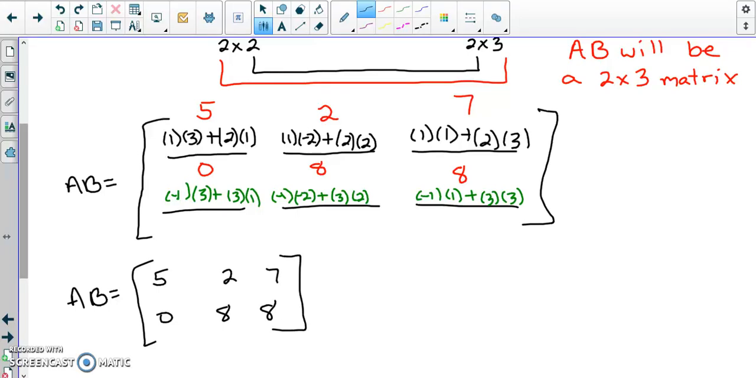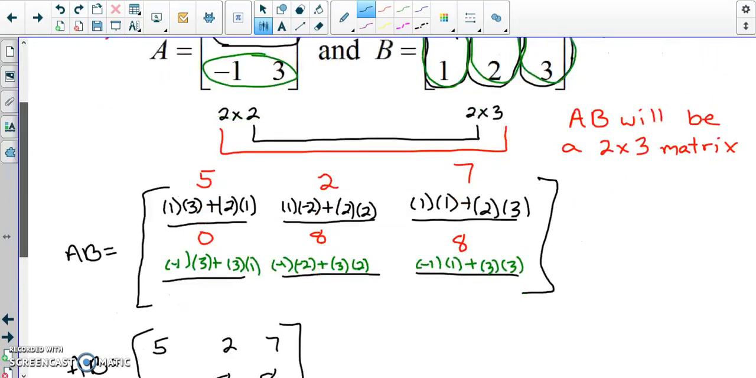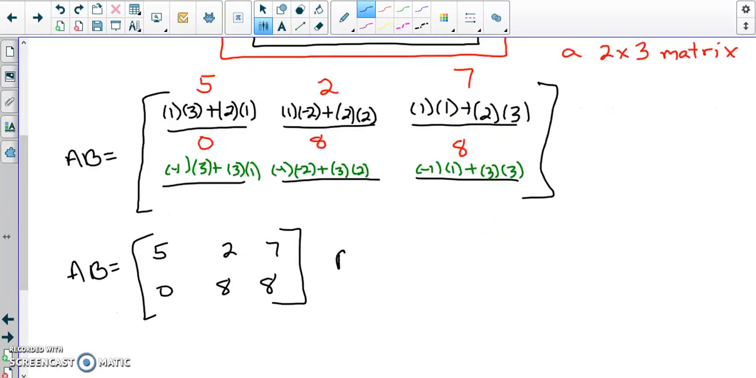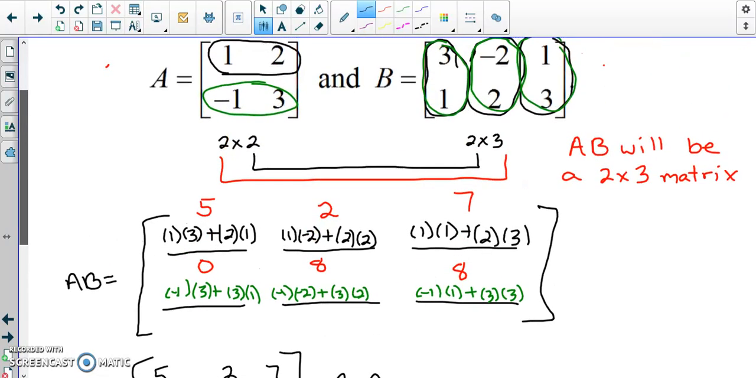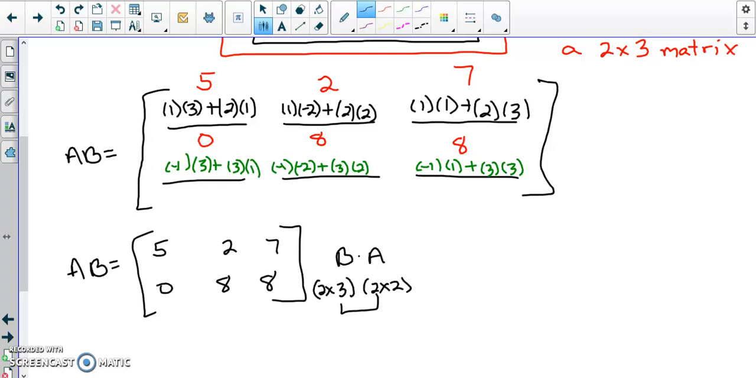Now it said find AB, and it said find the product BA. So let's take a look at BA real quick. If you look on your paper, what are the dimensions of B? It is a 2 by 3. A is a 2 by 2. We cannot multiply those together because these do not match up. You cannot multiply a 2 by 3 by a 2 by 2. So this is undefined. Cannot find it. So AB exists, BA does not.